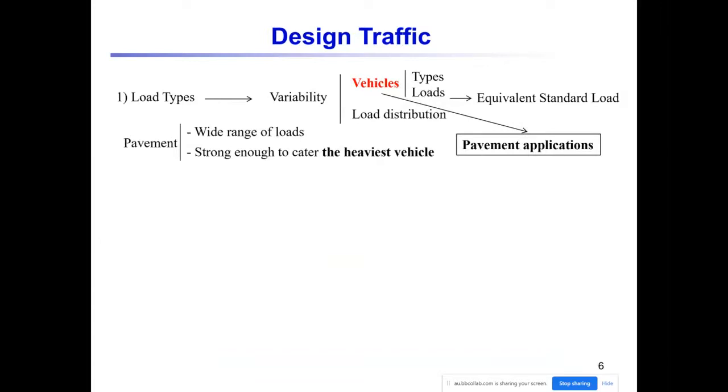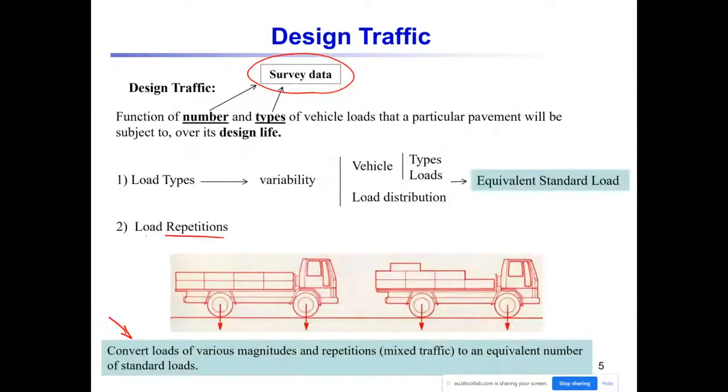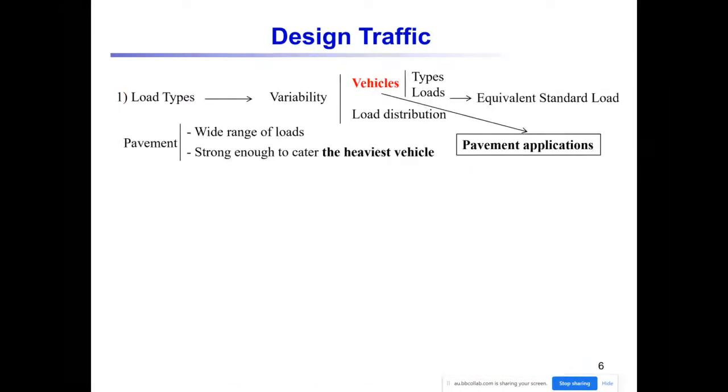So about the vehicles, before I explain about the load repetition, let's focus on load types. The load types and the types of the vehicle passing through the road depend on the application of the pavement, the location of the road. What is the application of that pavement? Why do we design that pavement? For which type of vehicle? And the other thing which is very important is the heaviest vehicle passing through that road.